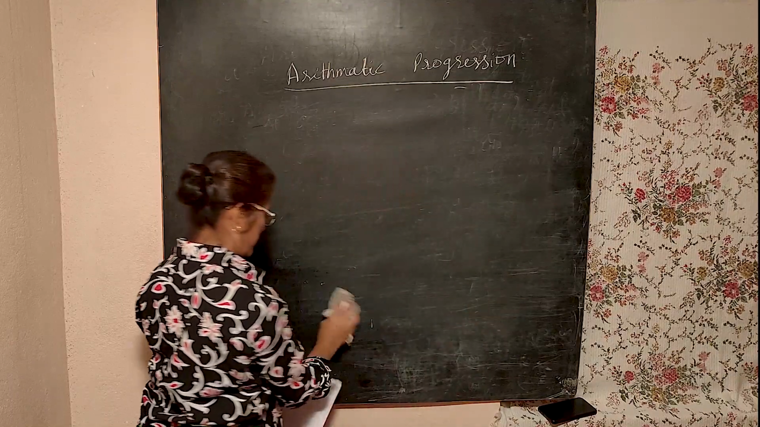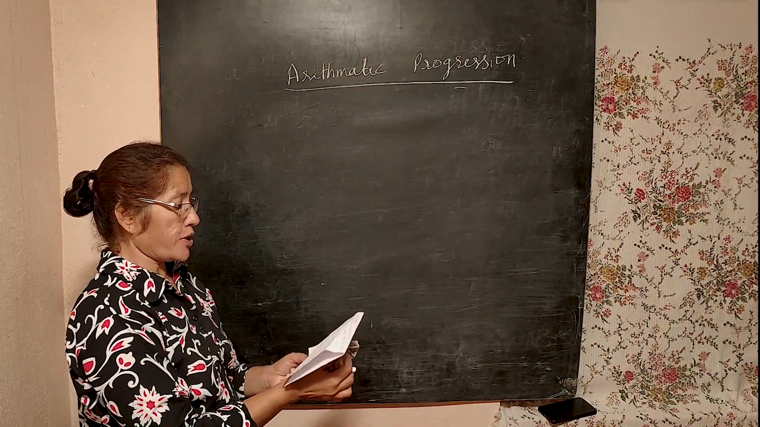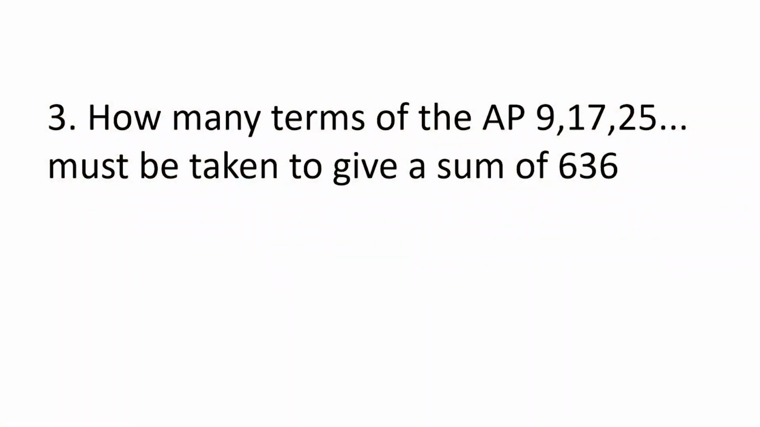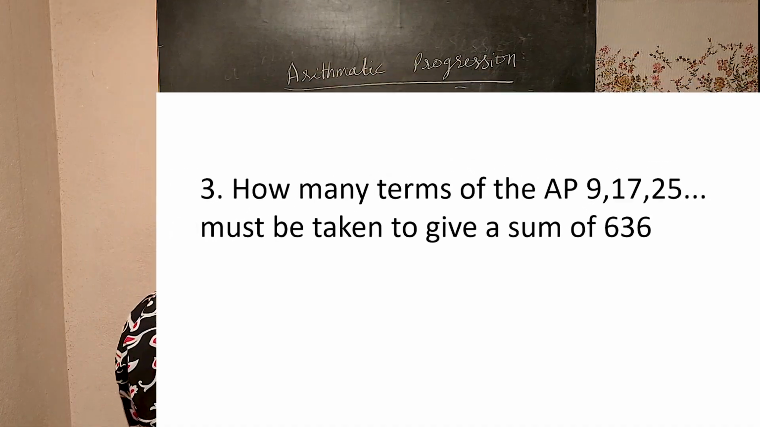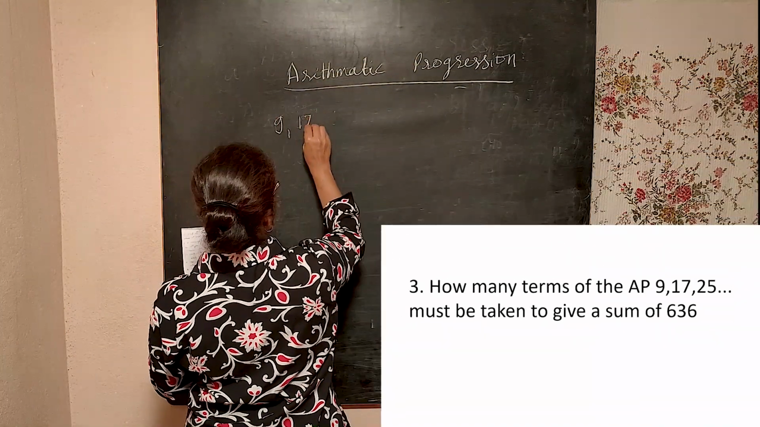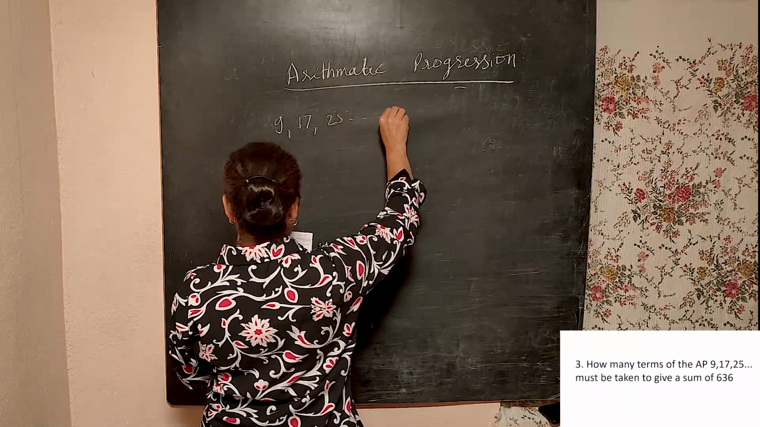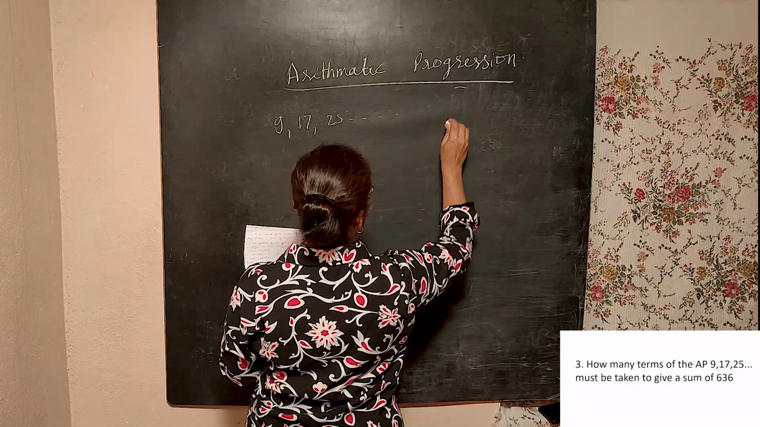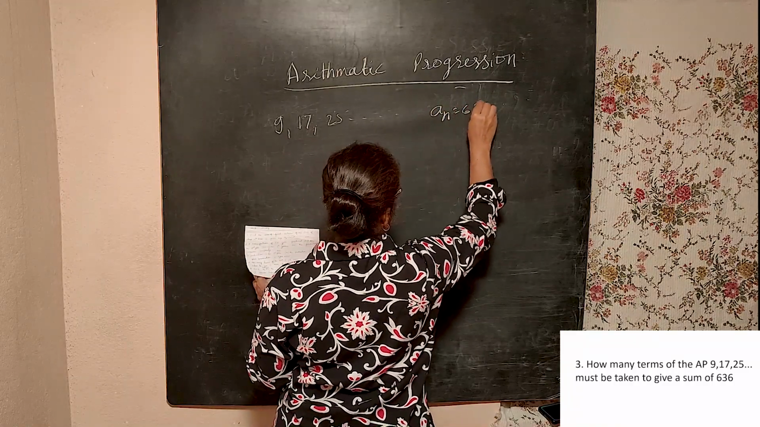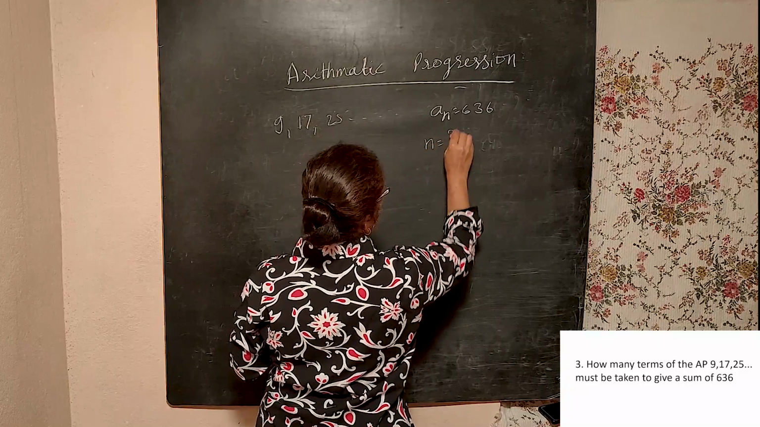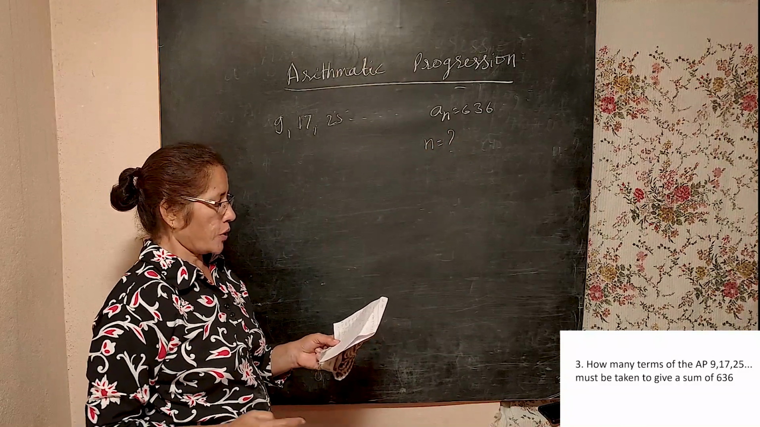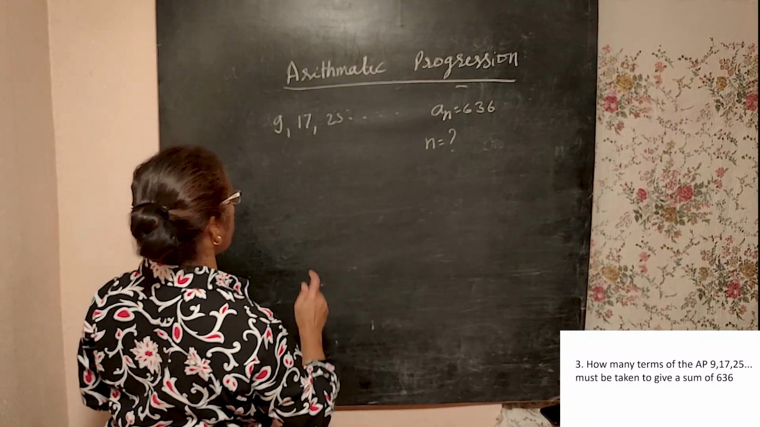Now, let me read out the next question. Third one. How many terms of the AP 9, 17, 25 and so on must be taken to give a sum of 636? The AP is given as 9, 17, 25 and so on, and it must be taken to give the sum of 636. You have to find out what is n. That is your work.